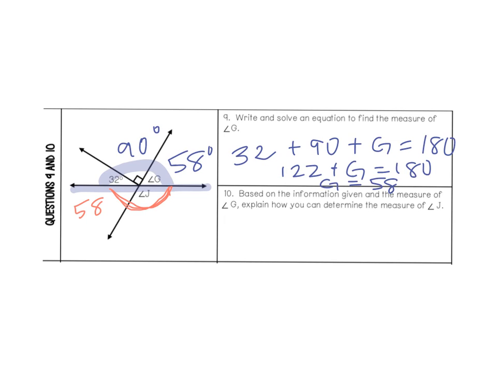So if I have 58 and I need to find the angle J, I'm going to say 58 plus J equals 180, and I subtract 58 from 180, that's going to give me 122. Now another way we could do this, J is vertical to angle 32 and 90. They are across from each other and they are congruent. So I could also say 32 plus 90, and that will give me 122.